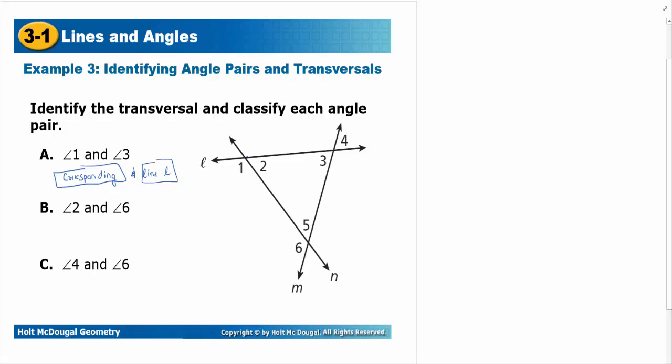Okay, next up we're looking at 2 and 6. Now 2, it's touching here, and 6, it's touching here. So you want to see which line is touching those 2 angles twice, or going through both of them, and that's going to be N. So here we're going to say line N is going to be your transversal.